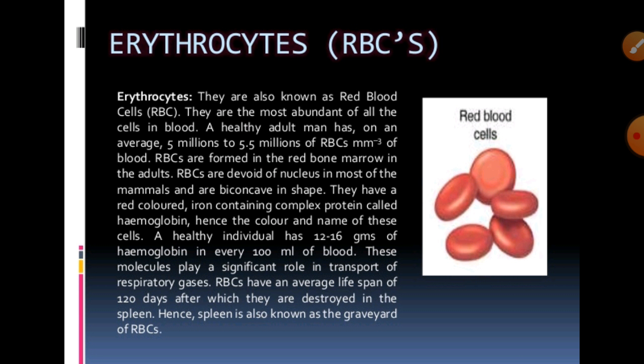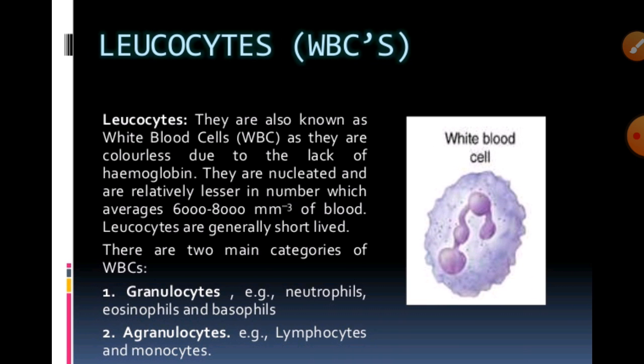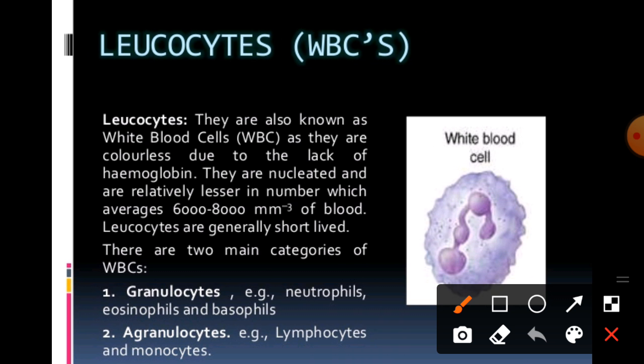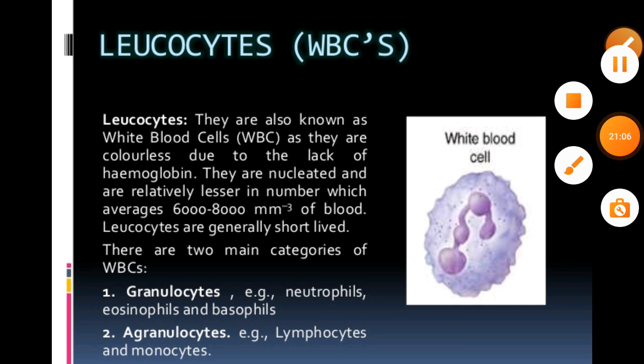After that, we have to talk about another type, called leukocytes, or WBCs. The word leukocytes itself tells about them: leuco means white, and cytes means cell. The white cells, or white blood cells, means those cells which are white in color, and they are known as leukocytes or WBCs in the blood. I think you will understand it easily.